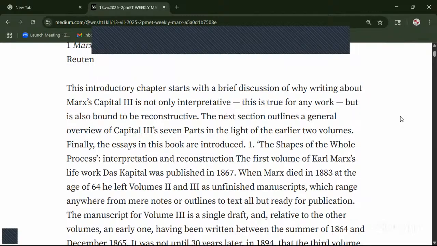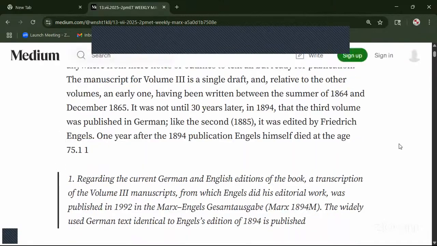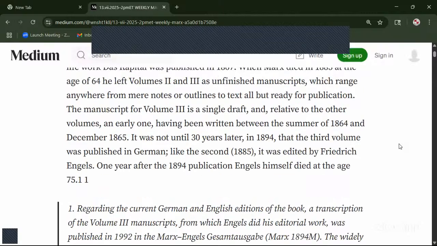The manuscript for volume 3 is a single draft, and relative to the other volumes, an early one, having been written between the summer of 1864 and December 1865. It was not until 30 years later, in 1894, that the third volume was published in German. Like the second, published in 1885, it was edited by Friedrich Engels. 1 year after the 1894 publication, Engels himself died at the age of 75.